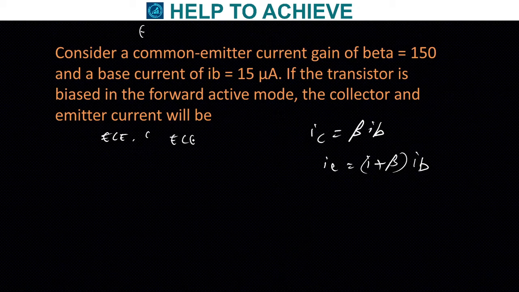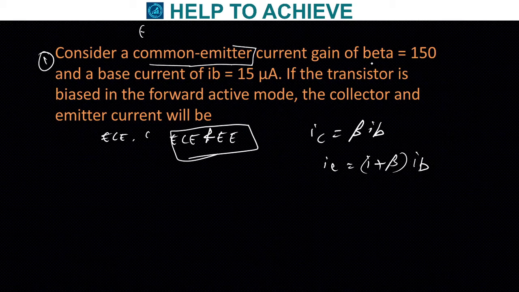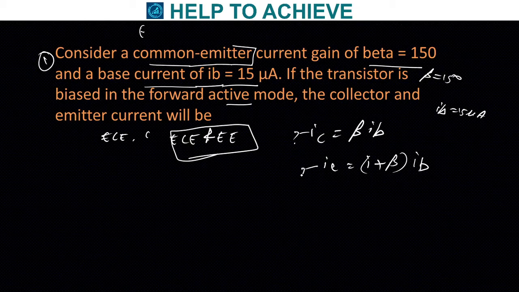So today we'll be solving some of the electronics and communication engineering as well as some of the questions related to electrical engineering. So starting with the first question: consider a common emitter current gain of beta. Beta has been given as 150 and a base current IB of 15 microamps. If the transistor is biased in a forward active mode, the collector and the emitter currents are? So what we need to find is the collector current and the emitter current.